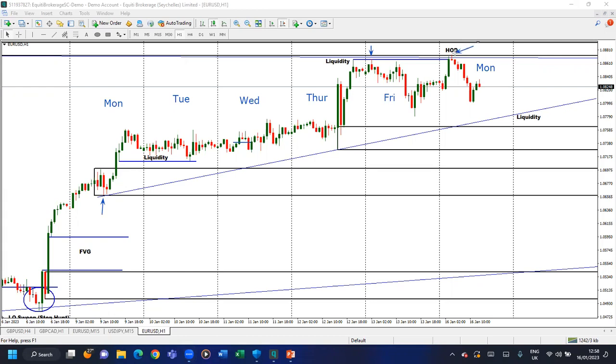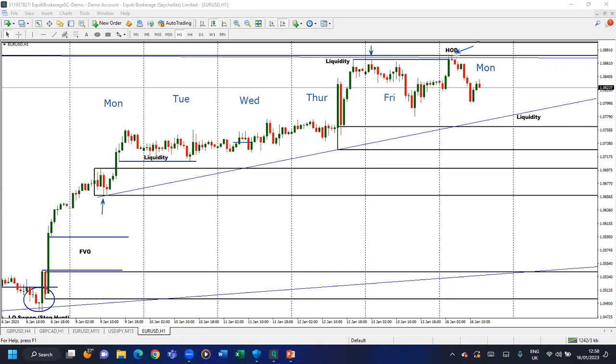This move here took out the high of the previous week, forming a new high, which, today being the first day of the week, gives us the high of the day. Now, if this high remains to the end of the week without being taken out, it can actually be said that this is the high of the week.